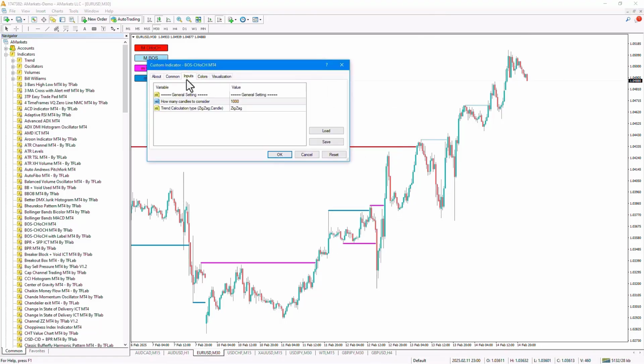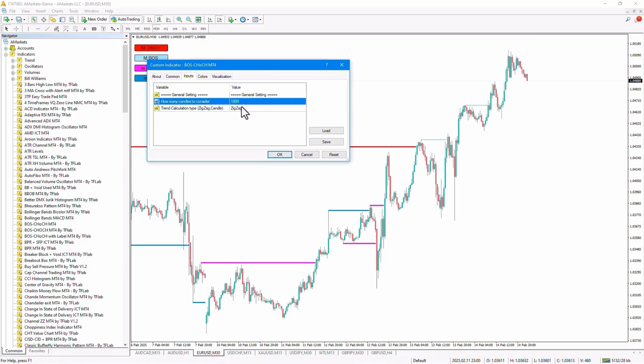In the settings section, in the input section, there are only two options available for us. In the first section, you can choose the number of candles for calculation and display on the chart, which by default is set to 1,000 candles. It goes back 1,000 candles from the current candle and performs its calculations and displays them on the chart.